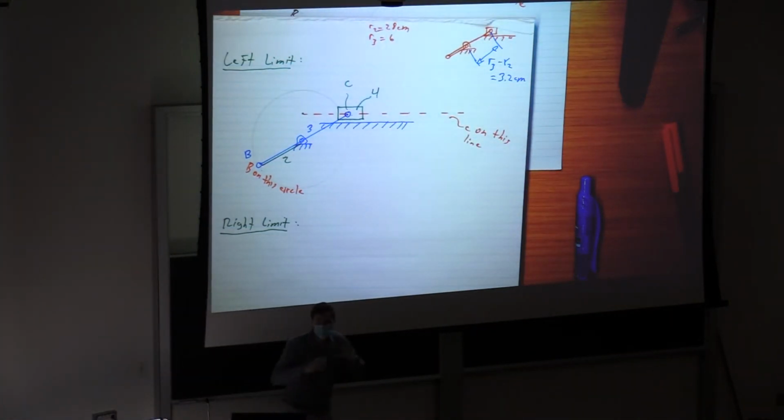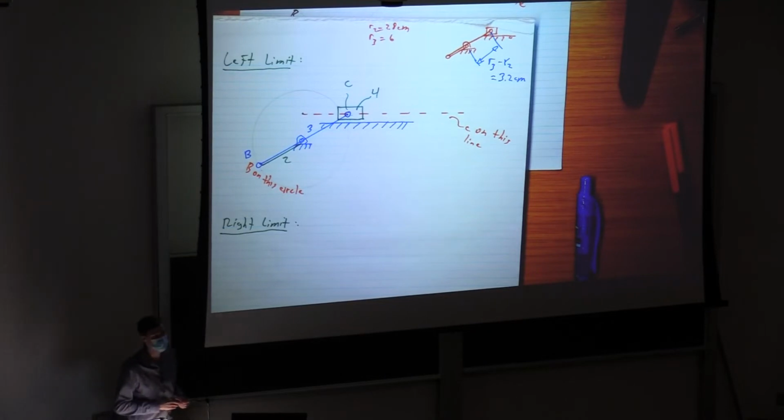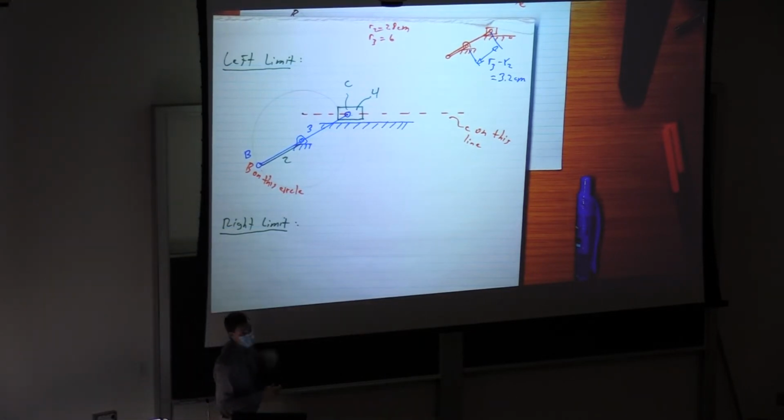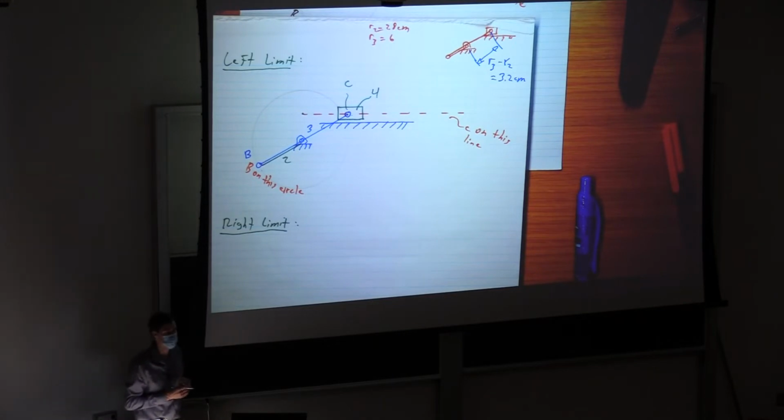I just did some geometric figuring here to find out where point C should be in this case. Every mechanism is going to have different geometry, but they're always going to come down to some simple triangles. You'll try and isolate the key points and find out where those positions are. Any questions about finding our left limit?